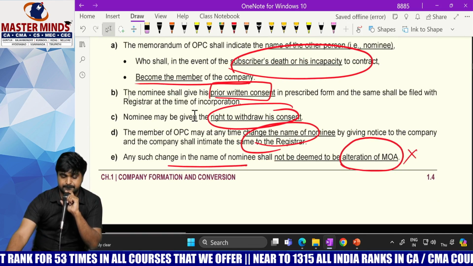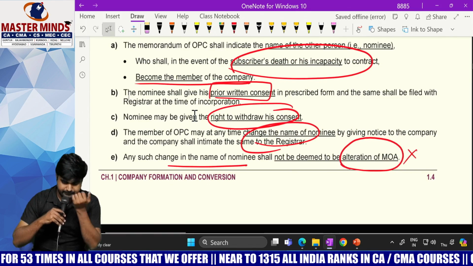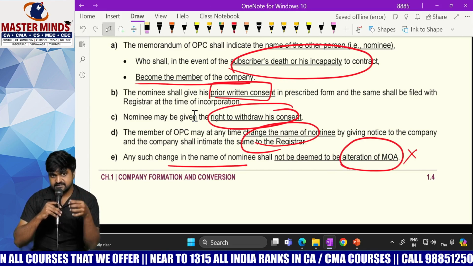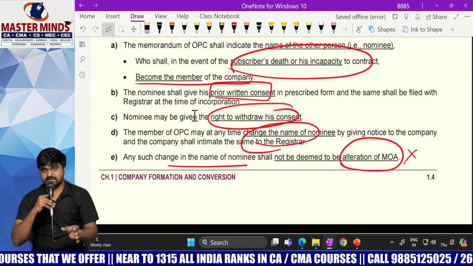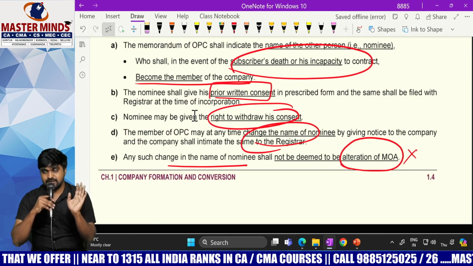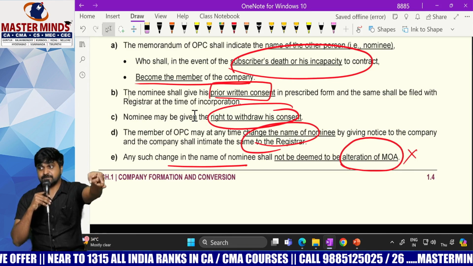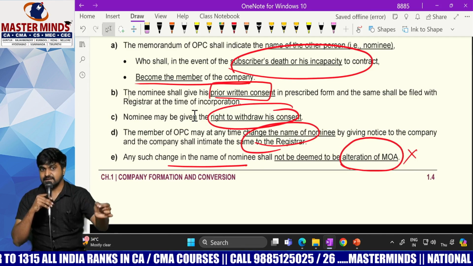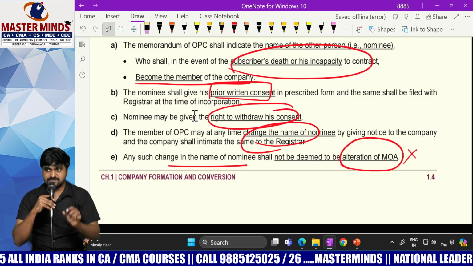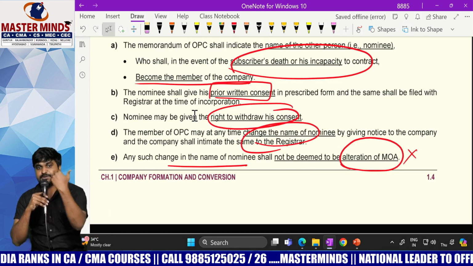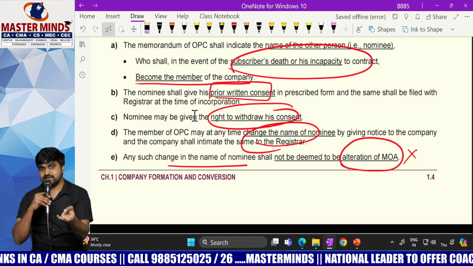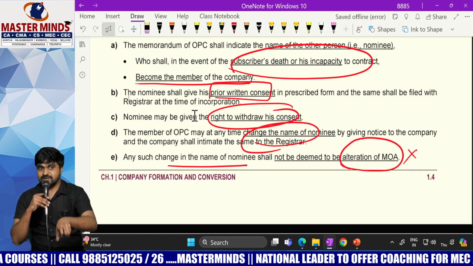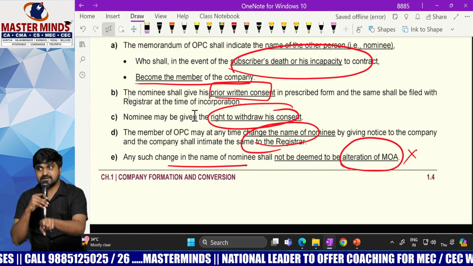The nominee shall give his prior written consent in prescribed form, and the same shall be filed with the registrar at the time of incorporation. At the time of incorporation, we need to give the particulars of the nominee to the ROC. For that purpose, we need to take the consent letter from the nominee. We need to file that consent letter with ROC at the time of incorporation, because at that time you will forward so many documents to ROC like MOA, AOA, some declarations. Along with those documents, you need to file the consent letter of the nominee also.